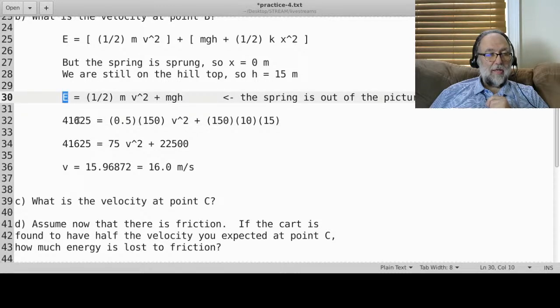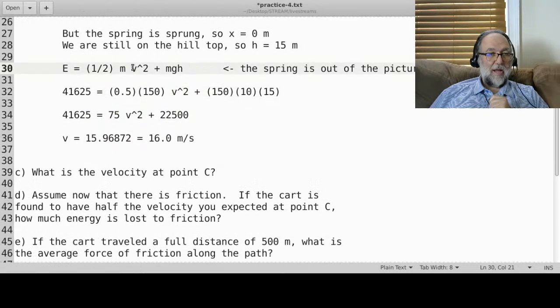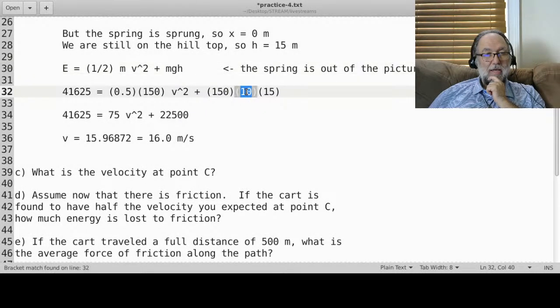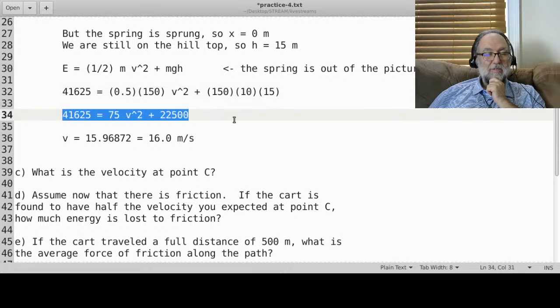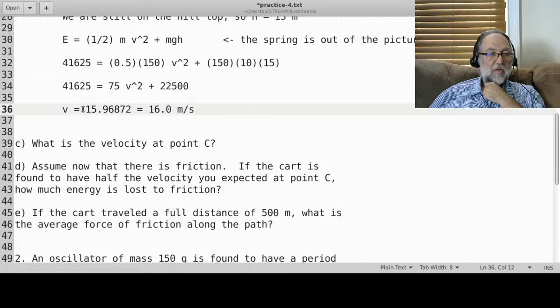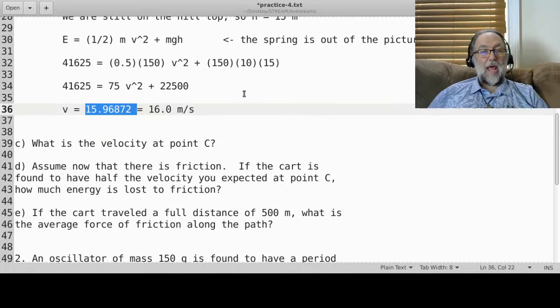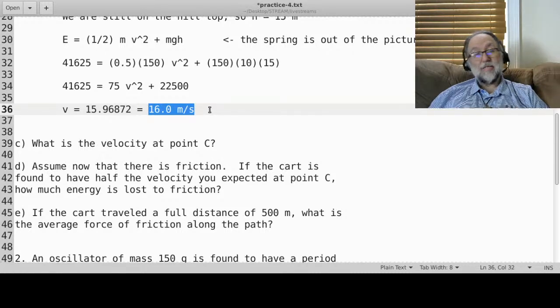Okay, so there it is. For E, I substitute in the total energy, and that's got to equal 1/2 m v squared, so there's the 0.5 times 150 times v squared, and then plus mgh for the potential energy due to gravity. Remember, we still are on top of a hill, so that's 150 times 10 times 15. Simplifying it, subtracting from both sides, dividing by 75, and then taking the square root, I get that number there. On a test or on the assignments, throughout the course I said let's work to 3 significant figures, and there it is. So at point B, this cart's going to be moving at 16 meters per second.